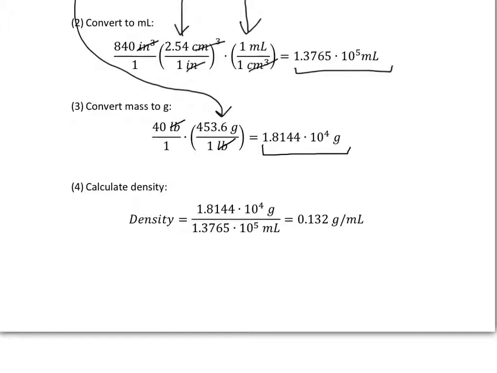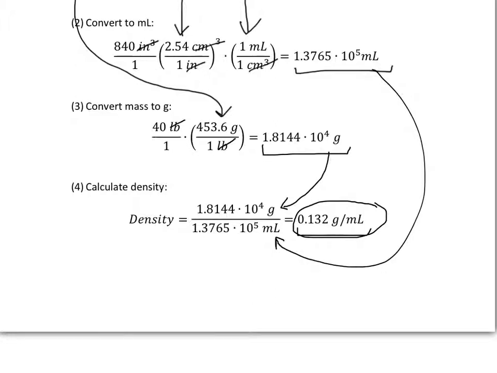And finally, the last step is to calculate the density, and the density is mass over volume. In the appropriate units I have the mass in grams, which I wanted, and the volume in milliliters goes here. Carrying it out and showing 3 significant figures for the answer, I have 0.132 grams per milliliter. Notice that the peat moss is very light. It's about 13% of the density of water.